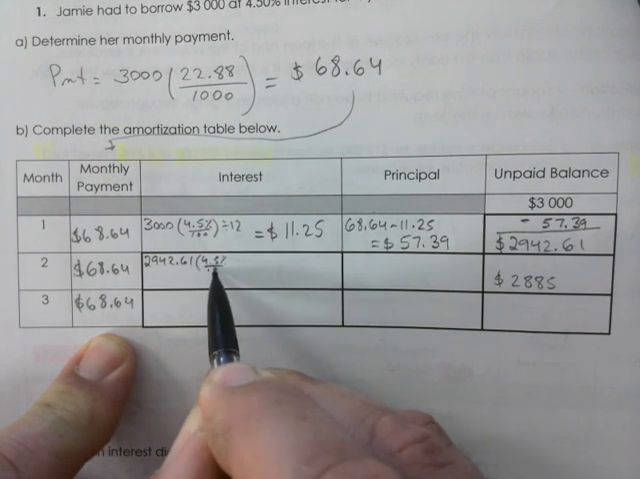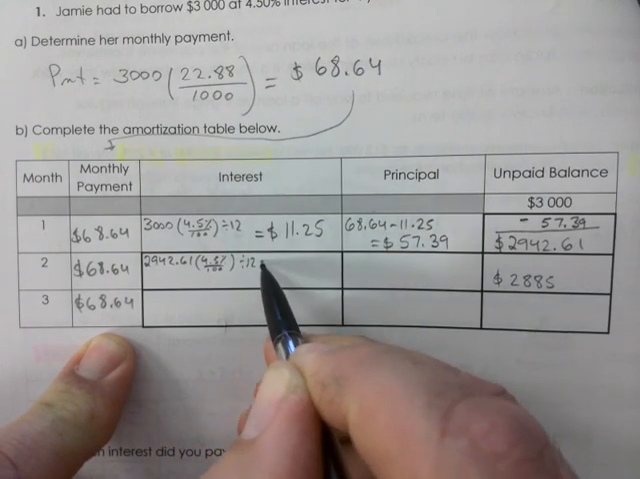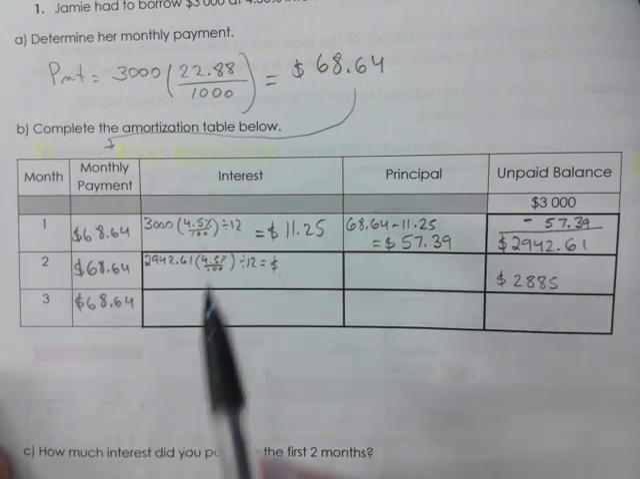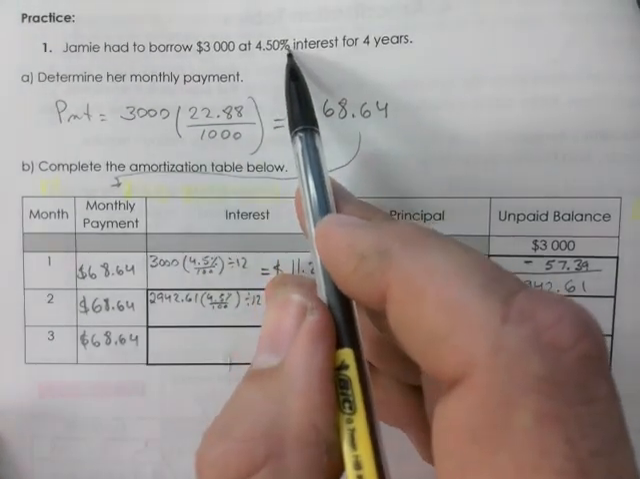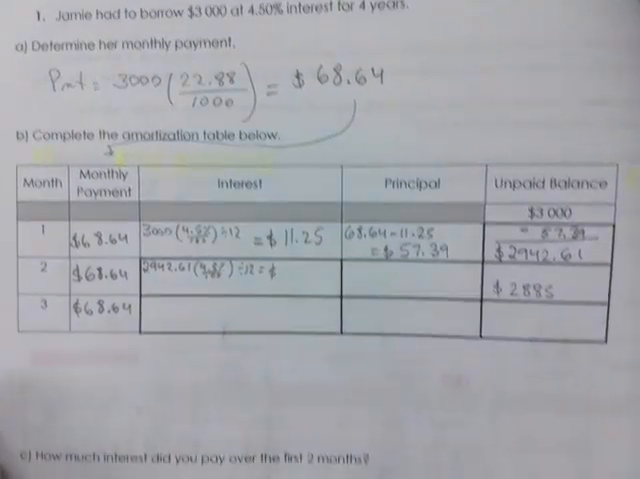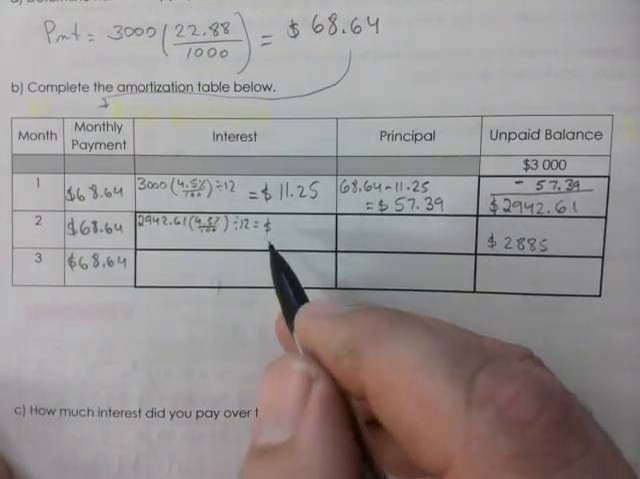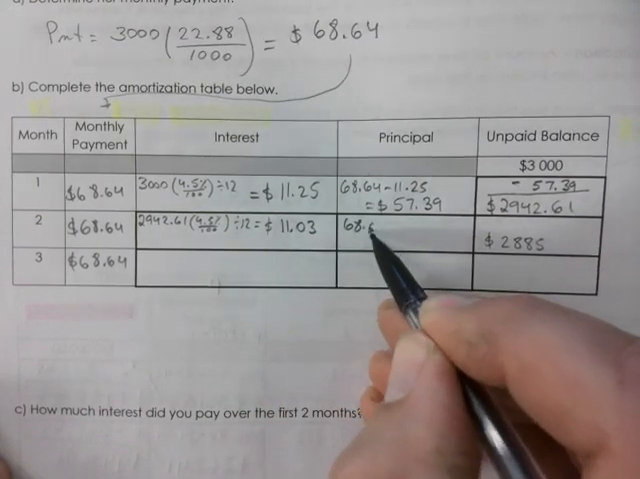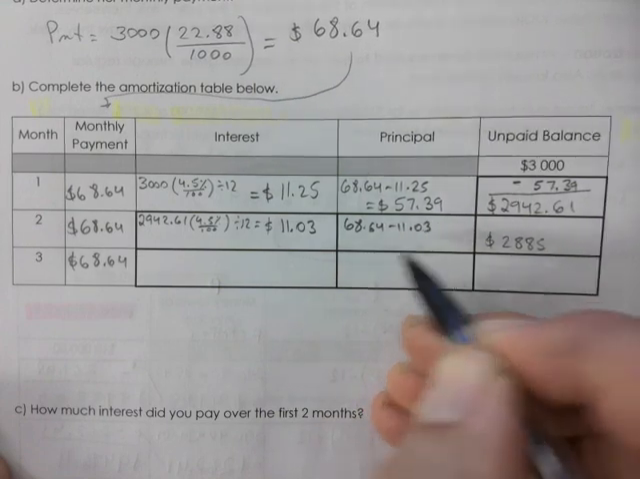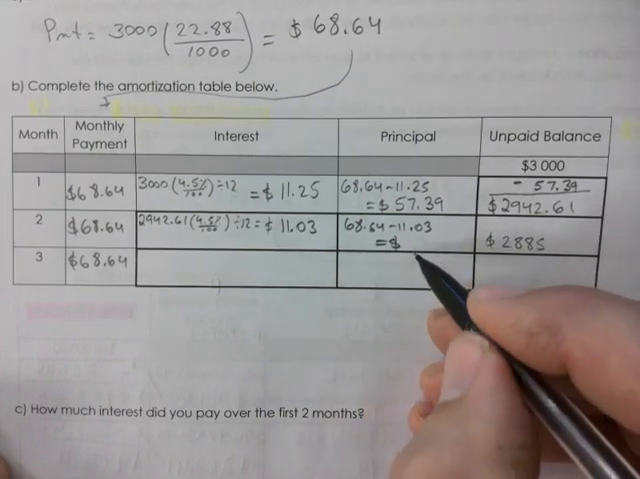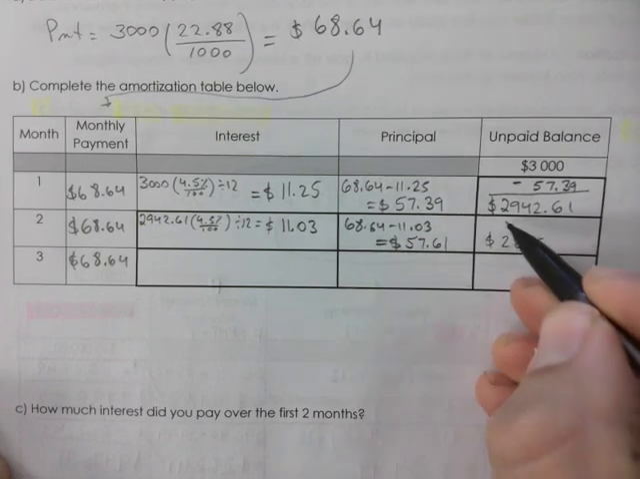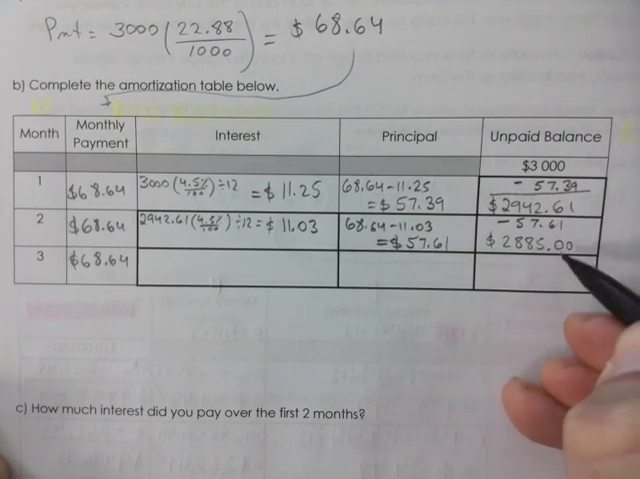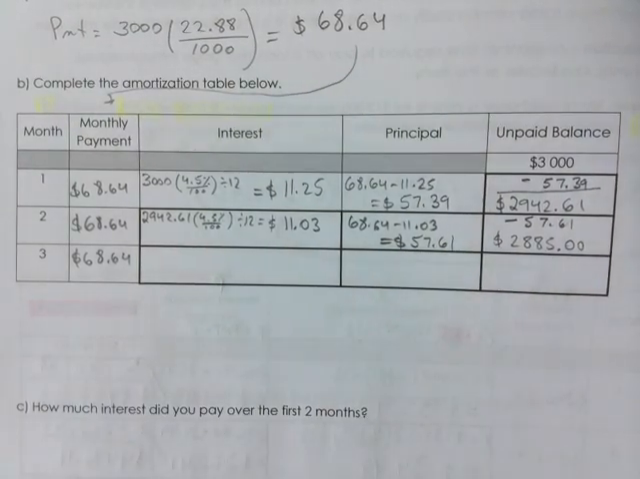So every time you see percentage in math, divide it by 100. Think of the two zeros in the percent as 100, right? It's per 100. So this amounts to $11.03 rounded. And then it's 68.64 minus 11.03. That amounts to $57.61. So the 57.61 gives you, right, the 261s amount to exactly 00.